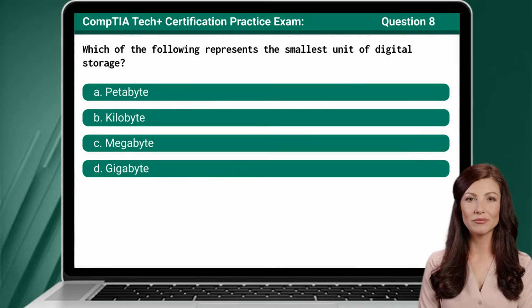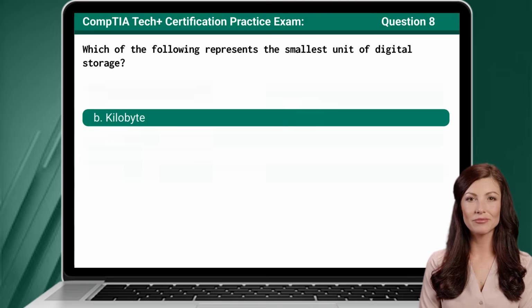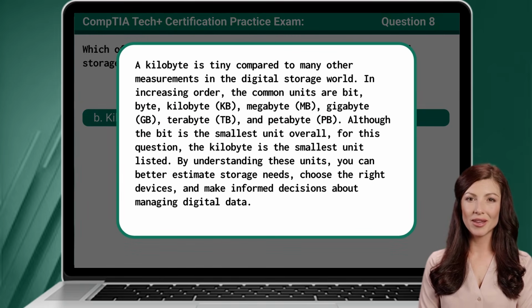Question 8. Which of the following represents the smallest unit of digital storage? The answer is B. Kilobyte. A kilobyte is tiny compared to many other measurements in the digital storage world. In increasing order, the common units are bit, byte, kilobyte, megabyte, gigabyte, terabyte, and petabyte. Although the bit is the smallest unit overall, for this question, the kilobyte is the smallest unit listed.